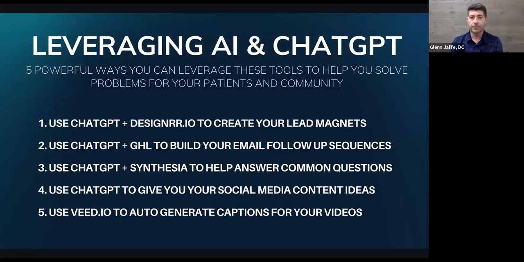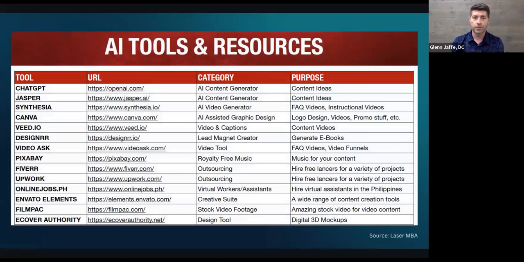So there are so many tools out there. What I wanted to do is share with you some of the tools, both AI and associated resources, that you can use together to create some of the outputs that you're looking for. Now, some of these you're probably familiar with. A lot of you have probably heard of Canva, Fiverr, Upwork, and Pixabay. But there are some on here that are probably new to you, like Veed.io, Synthesia, and Film Pack. So again, we're going to send this video out, so if you want to screenshot it or take a picture with your phone.